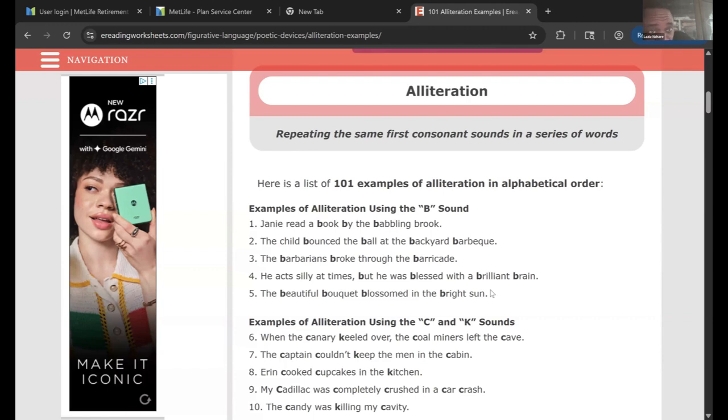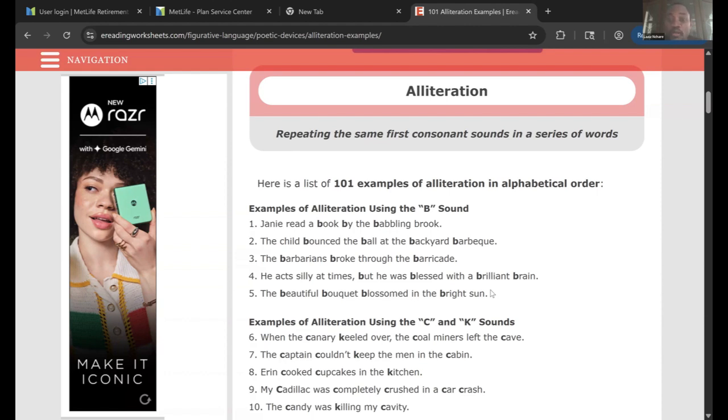We started our conversation with vowels, consonants, etc. What I want us to do today is to play around with the concept of alliteration, which means the repetition of the same first consonant sound in a series of words, so that I can hear how you are pronouncing those consonants in the context of the English language. Here is a list of 101 examples of alliteration in alphabetical order in English. I want each of you to read one of the paragraphs.